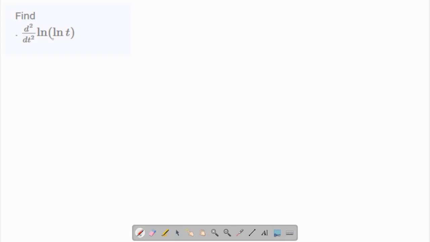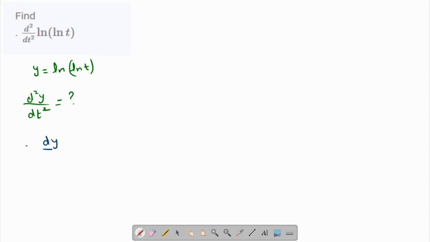In this question, we have to find a double derivative of this particular function. So let's call it y is equal to ln(ln t). So we need to find d²y over dt². That's what we have to find. So first, let's find the first derivative.